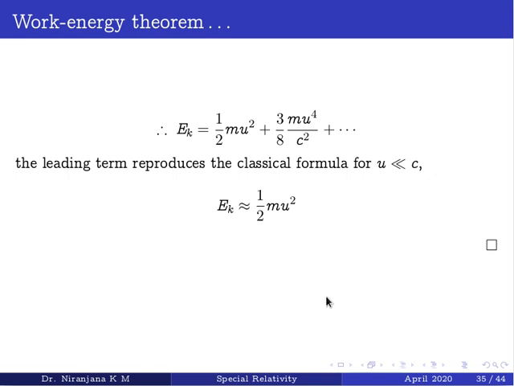So it shows that the relativistic kinetic energy formula will also reduce into the classical mechanics non-relativistic kinetic energy formula, which is nothing but half mu square.